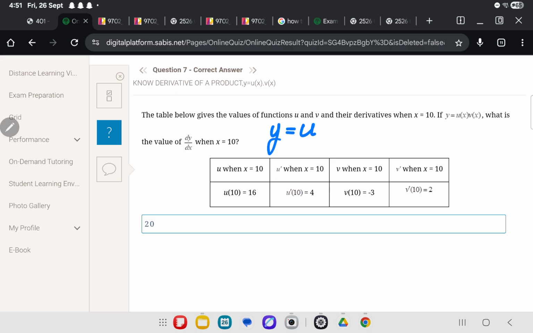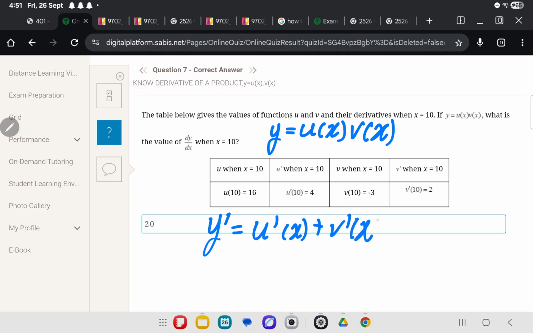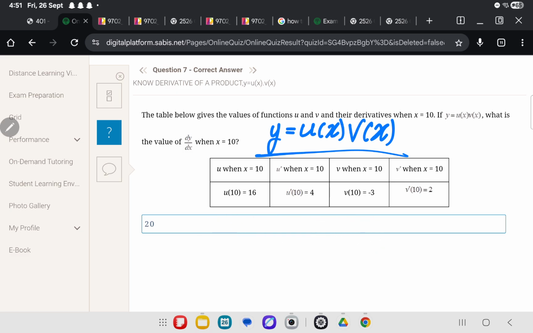Y equals u of x v of x. Okay, now what's different about this one is that we're not applying y prime equals u prime of x plus v prime of x. No, we're not applying this. Why? Because this isn't addition, right? There is a multiplication in here, because it's u of x multiplied by v of x. So what we're gonna do instead is the product rule.